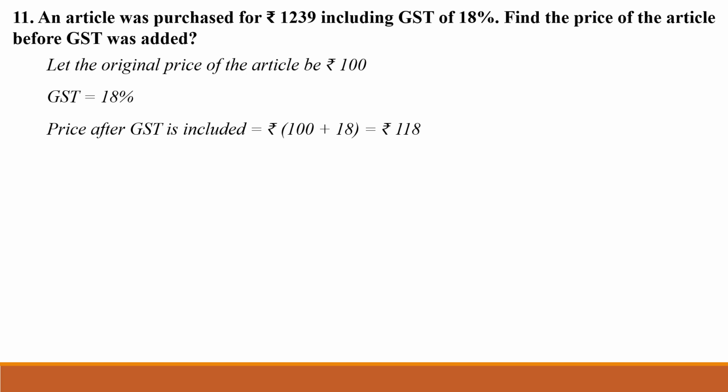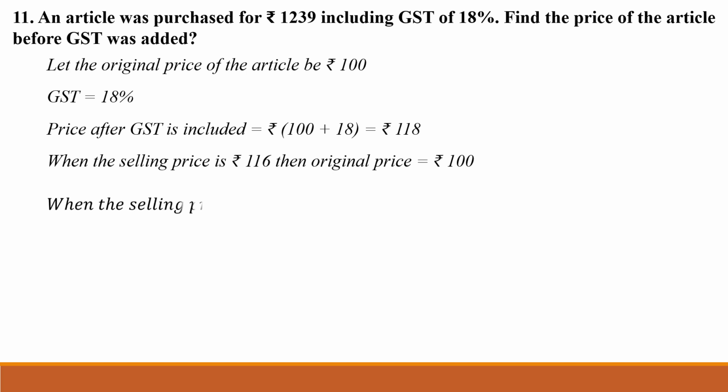So now we use the unitary method to simplify. So here it is. When the selling price is 118, then the original price is 100. When the selling price will be rupees 1, then in that case the original price will be 100 by 118, as we know that we used to do it in this way by using the unitary method.